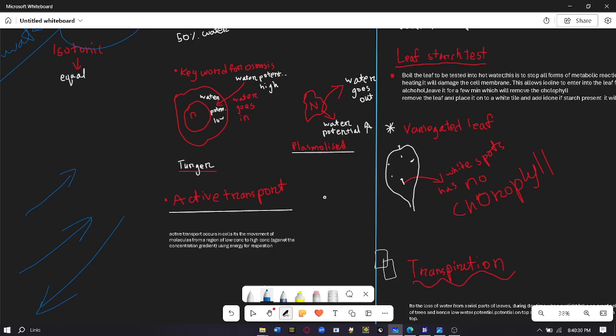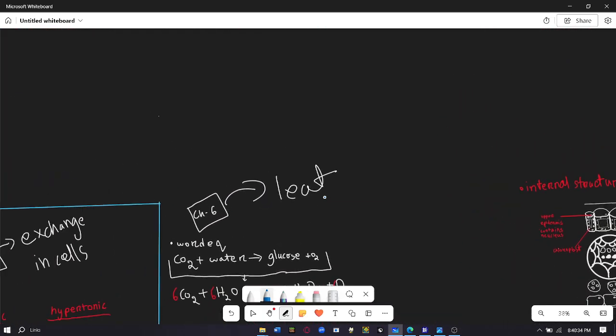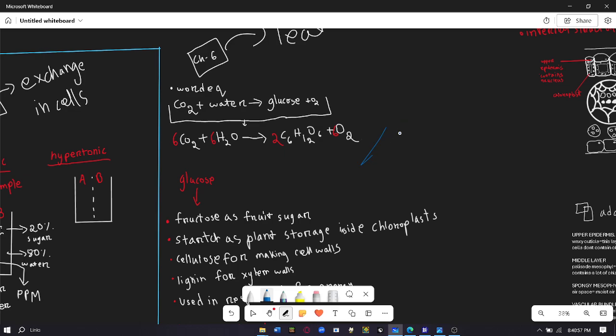So yeah, right. Now let's go to the next chapter, which is the bigger one, the leaf chapter. You gotta know this very important equation: CO2 plus H2O must equal C6H12O6 plus O2. And it's balanced as well. And here it is down here, you can see.